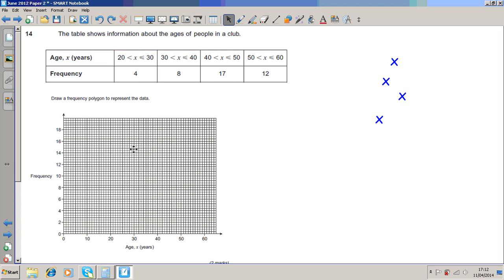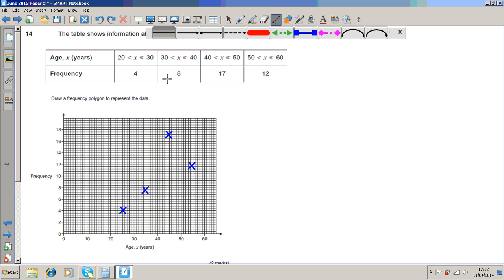Frequency polygon. People always forget how to do frequency polygons. They're not too tricky. The key is just remembering the midpoint. So you're going to plot the midpoint of each width to the frequency. Okay, so the midpoint of that is 25, and against that you plot the number 4. 25 and the number 4 is there. Midpoint is 35, the number is 8. Midpoint is 45, the number is 17. Right up top there. And midpoint is 55, and the frequency is 12.